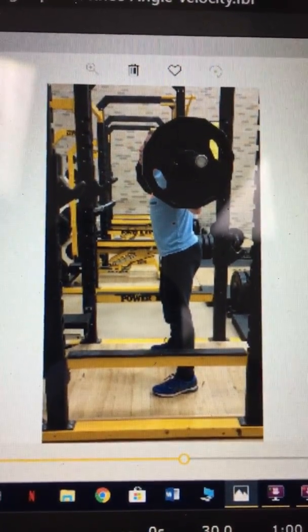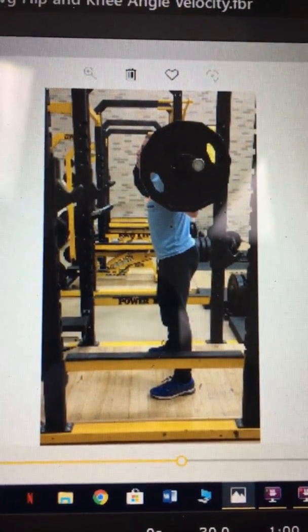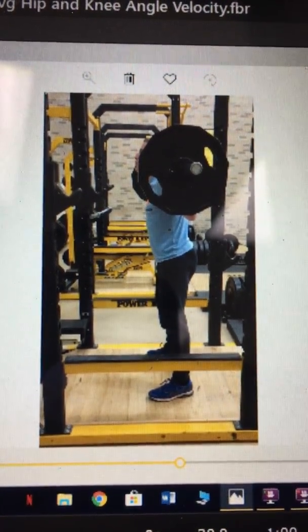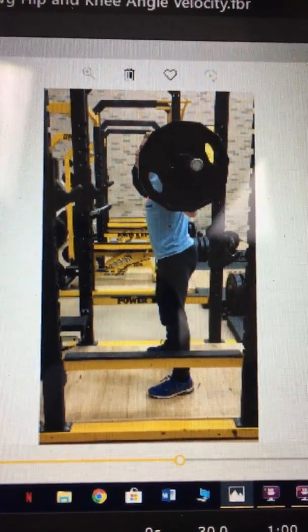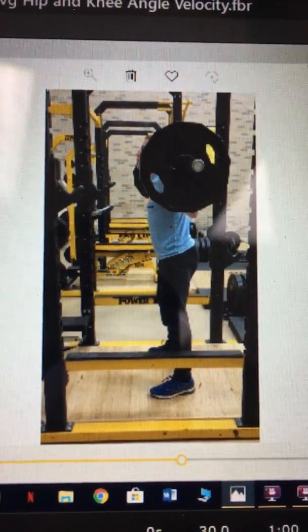And to get the angular velocity, we will be dividing the change in angle over the change in time. So you're going to do 100 degrees divided by 1.92. That equals 52.083 degrees per second.